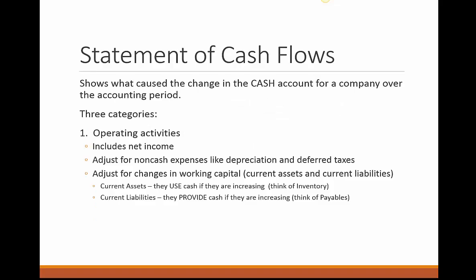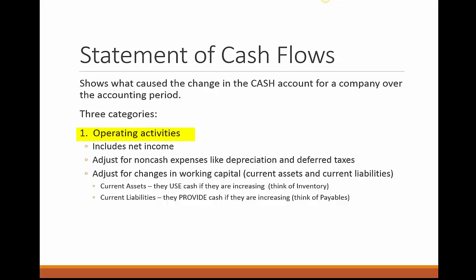The last financial statement we will look at is the statement of cash flows. Its purpose is to show what caused the change in a company's cash over the accounting period. There are three broad categories of activities that can affect a firm's cash position. The first is a firm's operating activities. This is cash flow that comes from the company's normal activities of producing and selling goods and services.